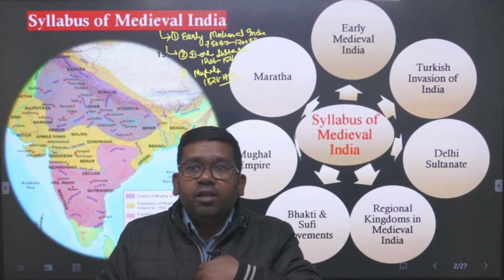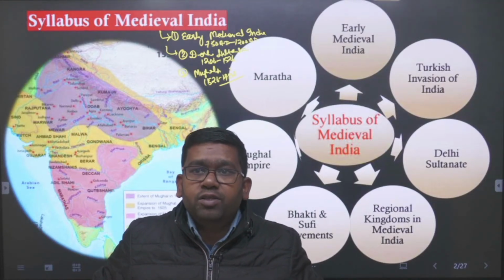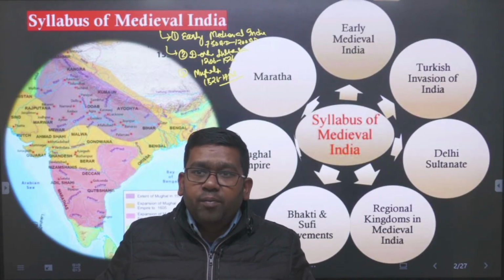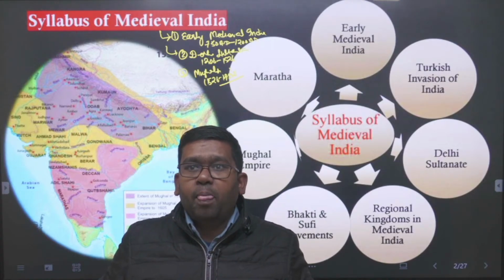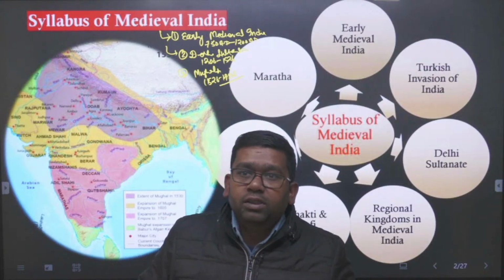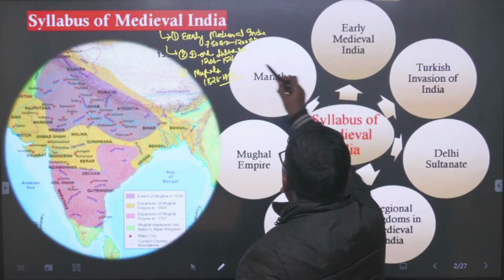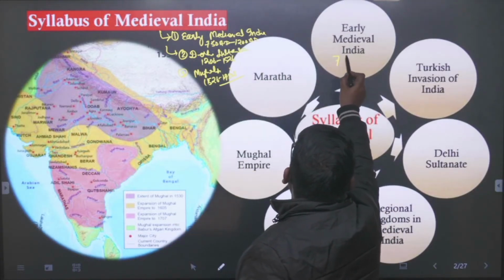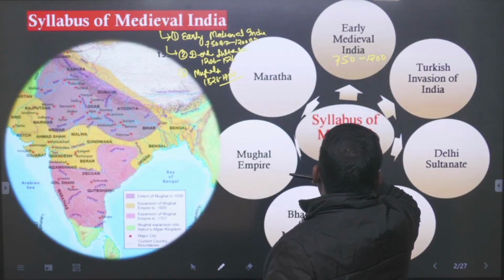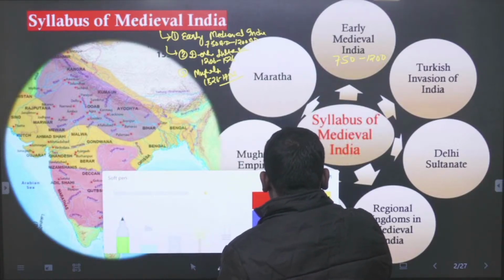Okay. So now let us see what are the different chapters that are important to be understood in this time, and what are the different themes we should be focusing on in these chapters. So the first chapter is early medieval India. Which chapter is it? Early medieval India. Its time period is 750 to 1200. It is the time period of early medieval India. And what do we study in this period, and what are the different themes we should understand here?